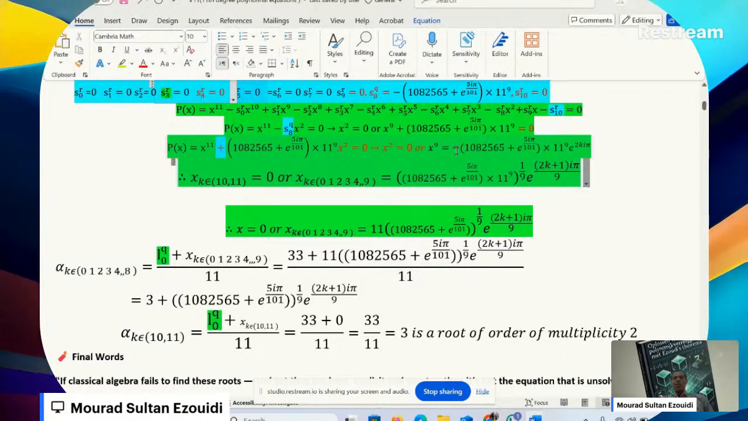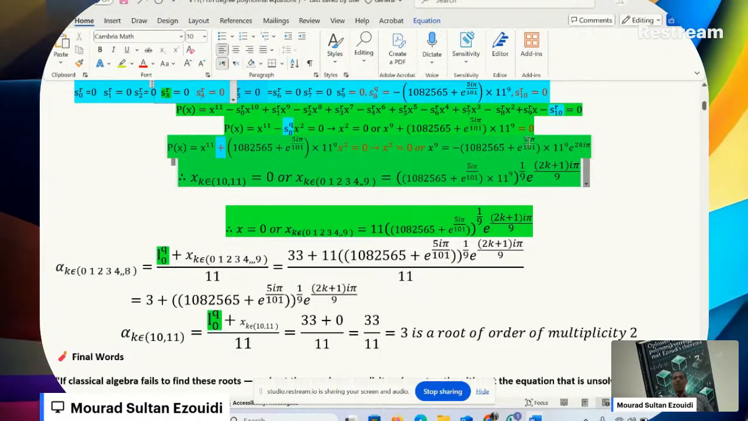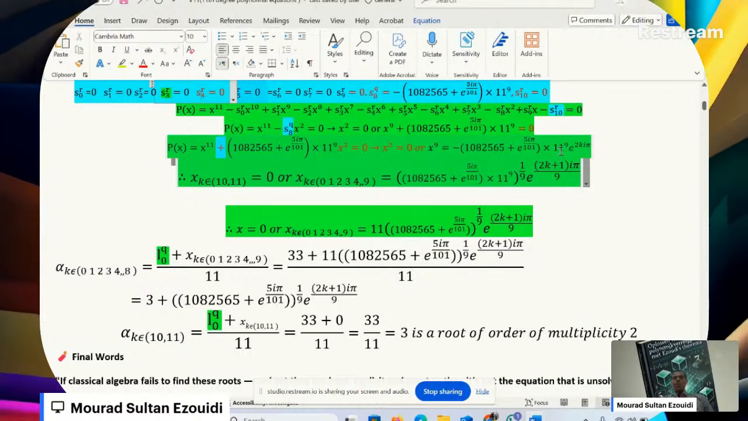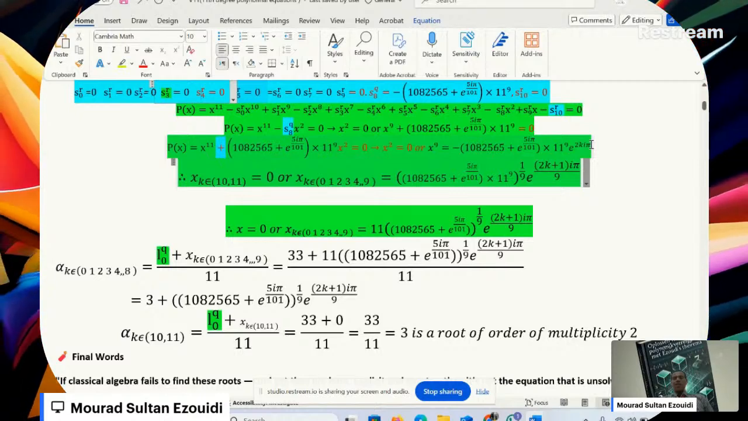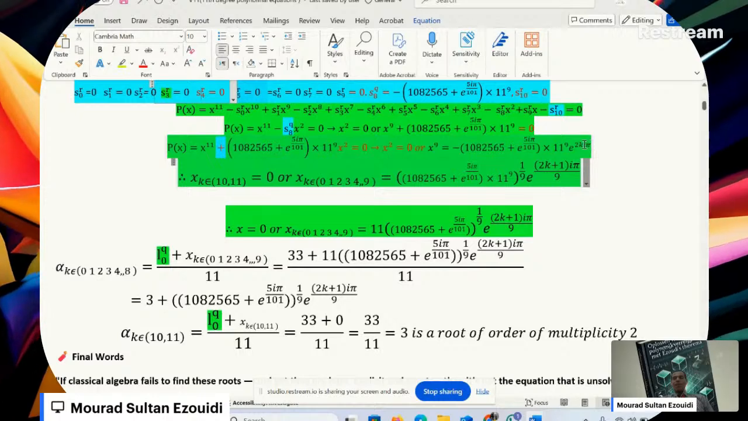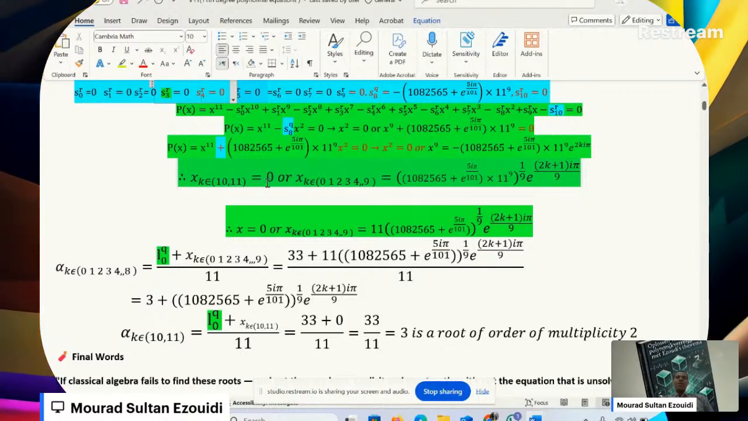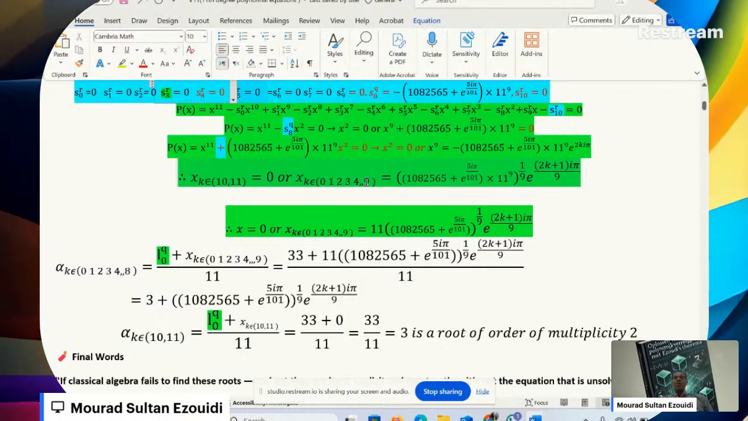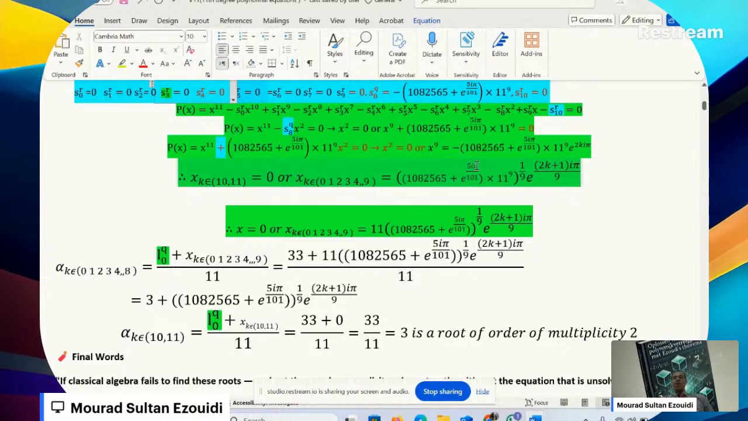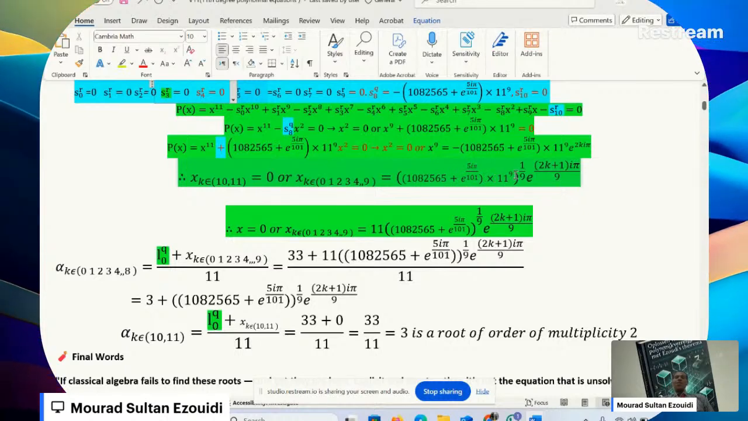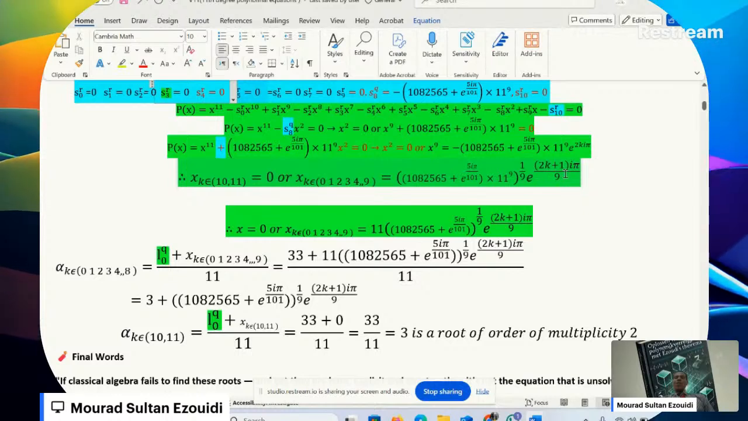So this can be written as minus 1,082,565 plus exponential 5 I pi divided by 101, all multiplied by 11 raised to the power 9 times exponential 2k I pi. Okay, and the minus 1 I will write as exponential I pi. Multiply by this will give you 2k plus 1 I pi. So x subscript 10 and 11 are equal to 0, and x subscript k, k from 0 to 9, is going to be equal to 1,082,565 plus exponential 5 I pi divided by 101 times 11 raised to the power 9, all raised to the power 1 over 9, times exponential 2k plus 1 times I pi divided by 9.